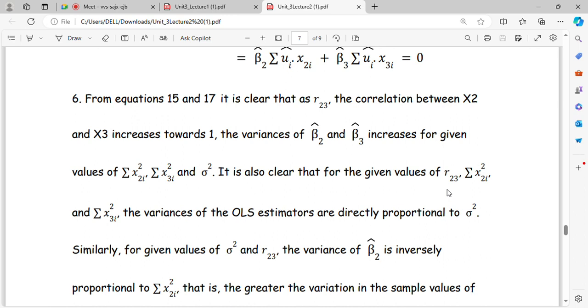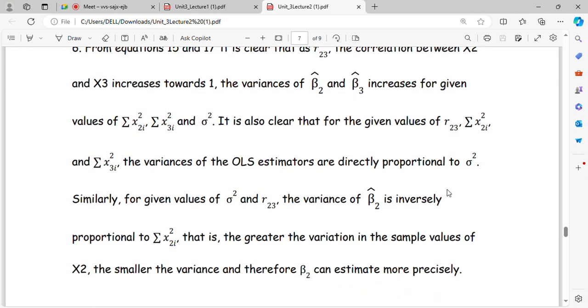Similarly, for the given values of sigma square and r square 2, 3, the variance of beta 2 hat is inversely proportional to summation small x2i square. This is a property, so if asked, you have to write it in the exam: variance of beta 2 hat is inversely proportional to summation x2i square. That means the greater the variation in the sample values of x2, the smaller the variance and therefore beta 3 can estimate more precisely.